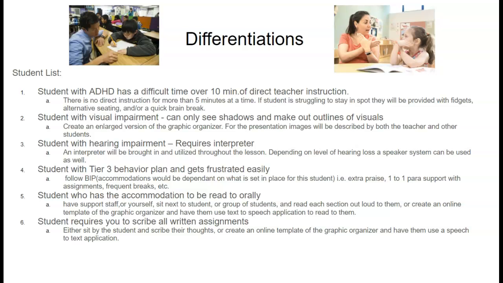For the student with the Tier 3 behavior, we would follow the BIP accommodations and give extra praise, one-to-one para support with assignments, and frequent breaks. Also, that student could possibly be a helper during certain parts of the presentation and those kinds of things.